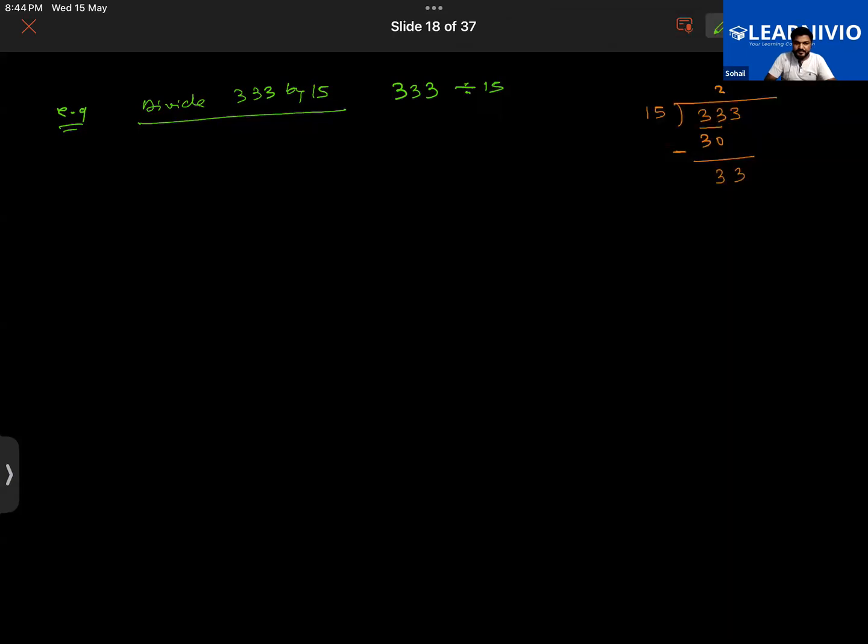Getting it, guys? Again, you will start the process. Now this 33 is the new dividend. Now you have to divide it. So is there a number 33 that comes in the table of 15?